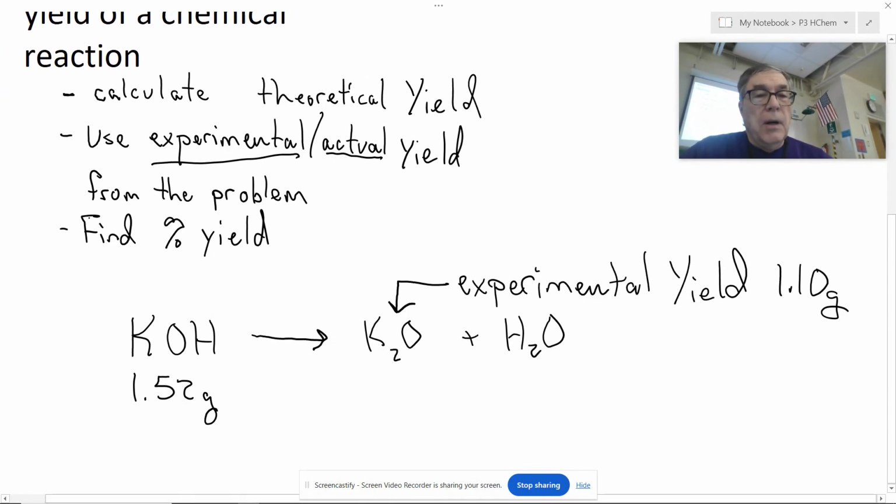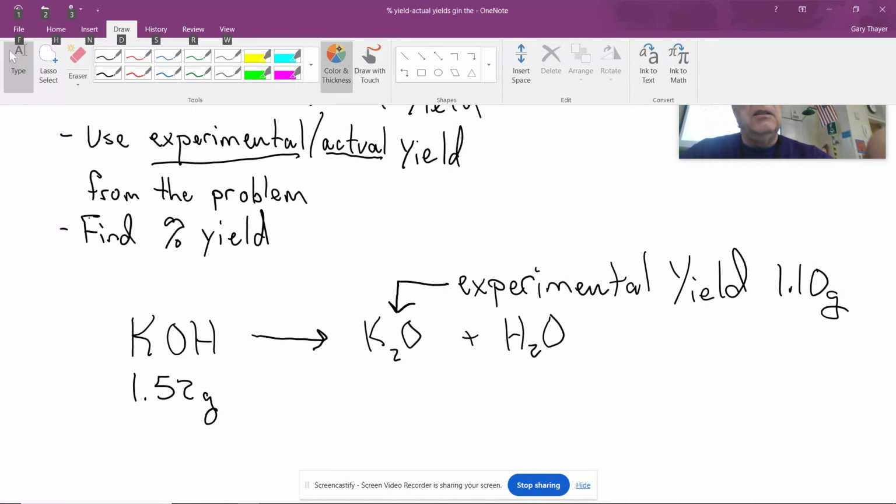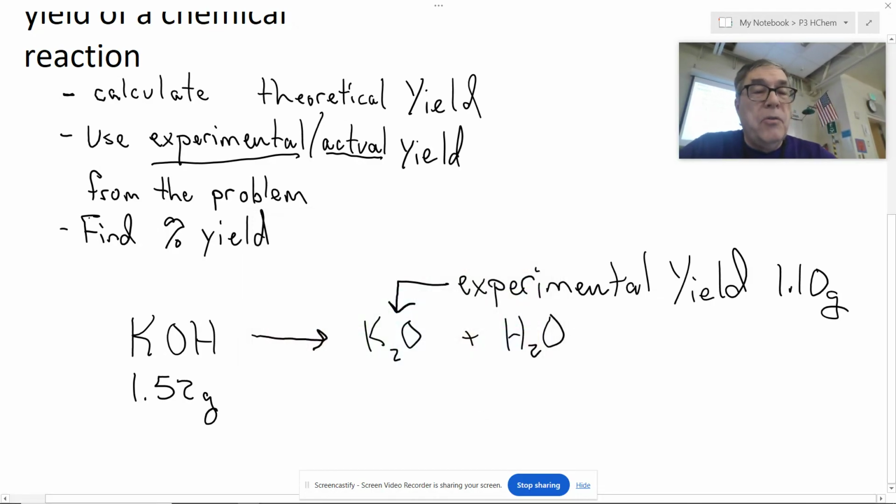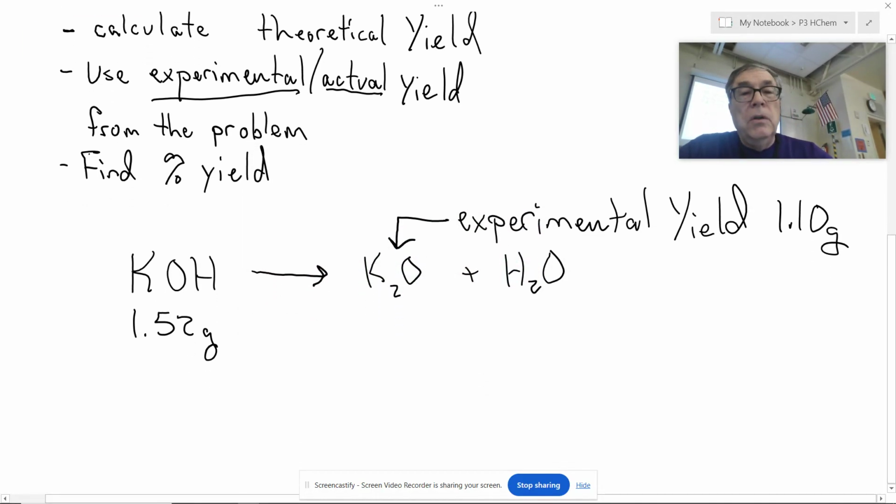Well, the first thing we're going to do is calculate our theoretical yield. And to do that, we have to balance the chemical equation. So we're going to go through the steps to do a stoichiometry problem here, right? To do the stoichiometry problem, we need to answer this question: how much potassium oxide would we expect to make? And that number is going to be our theoretical yield.